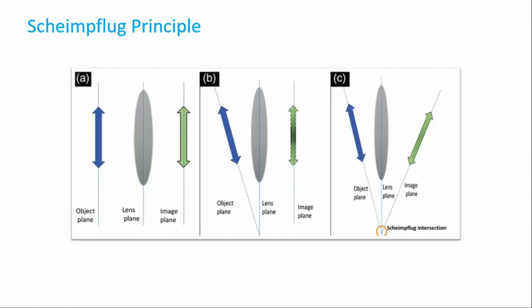Pentacam is based on this law, which is converted into the Scheimpflug principle, where all three planes intersect at one point and increase the depth of focus. It images the anterior corneal surface, posterior corneal surface, anterior lenticular and posterior lenticular surfaces, and also the iris plane.